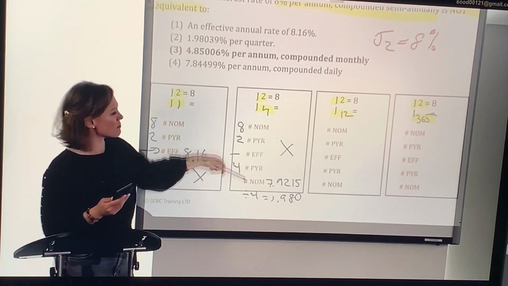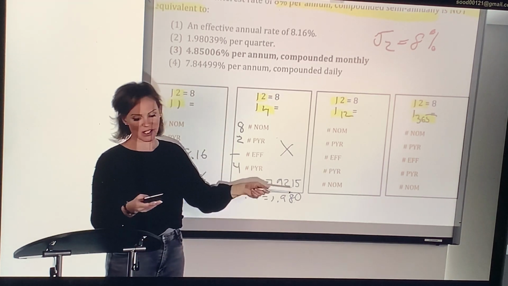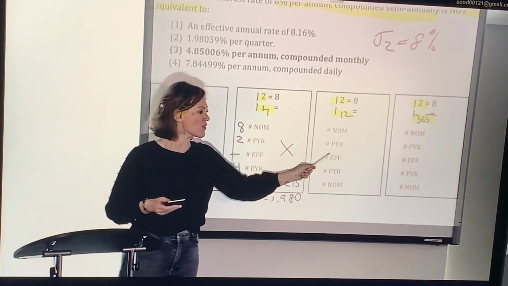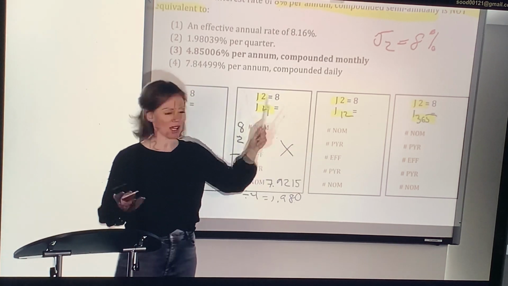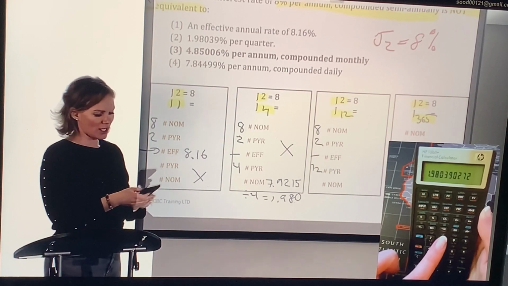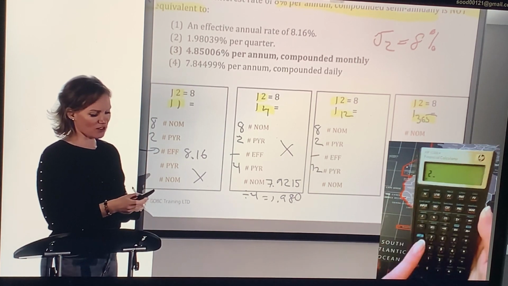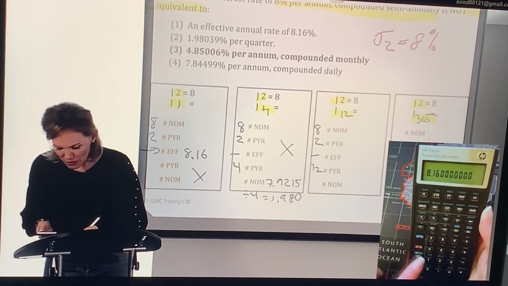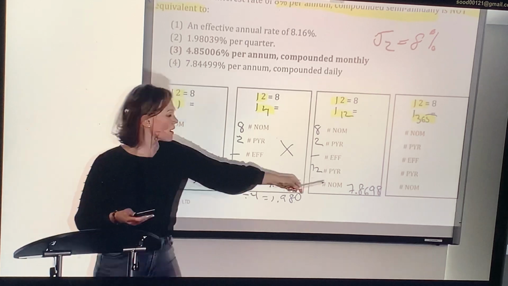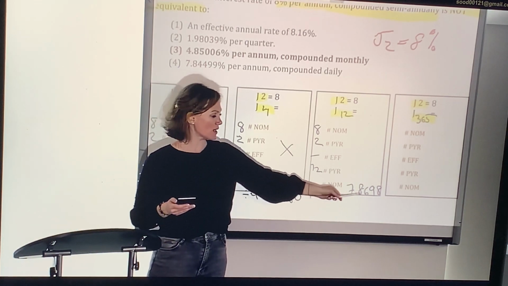Do you have to do the full impact every time? You don't really have to. You can just press shift effective a couple of times until you come back to that 8.16 if that's what you want, and then continue here. But I'll pretend I'm doing it from the beginning. So 8, 2, and 12. So 8 shift NOM, 2 shift PYR shift effective, 12 shift PYR shift NOM. My J came up to 7.8698, blah, blah, blah, right? So that is a J12 equals 7.86 something.